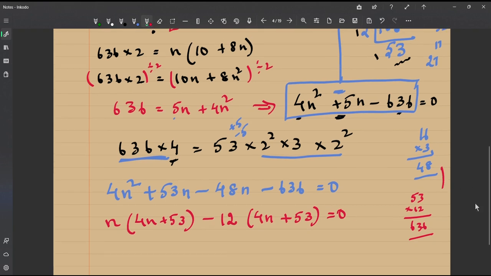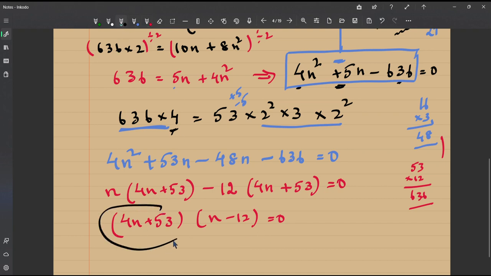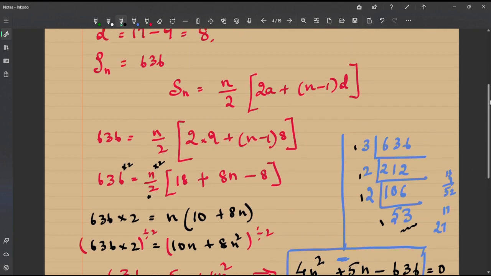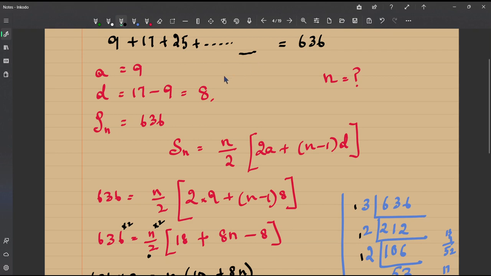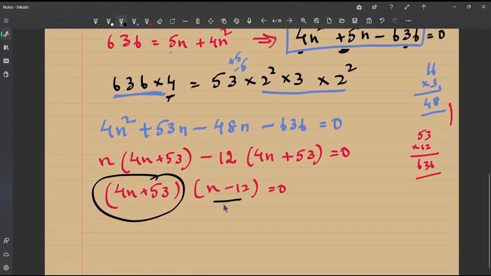Now, the two factors of the quadratic equation are, one is 4n plus 53 and the other factor is n minus 12. Out of these two factors, the first one, that is 4n plus 53, would not hold good for us. This value of n being negative and a fraction will not hold good for us because we are aiming to find the number of terms in the arithmetic progression, which can't be negative, which has to be a positive integer. So the first factor is ruled out for us. We'll have to consider the second one.